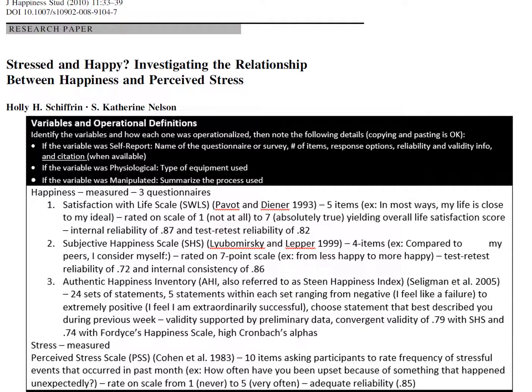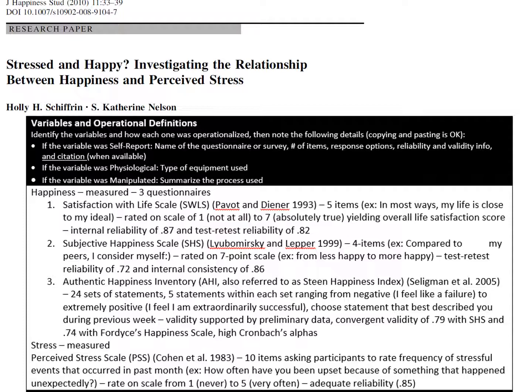As we mentioned when we looked at the focus of the article, Schifrin and Nelson were interested in 2 variables, stress and happiness. If we weren't sure if the variables were measured or manipulated, the headings in the measures section helped us check our thinking. Then, the description of the measures included all of the information we hoped to find.